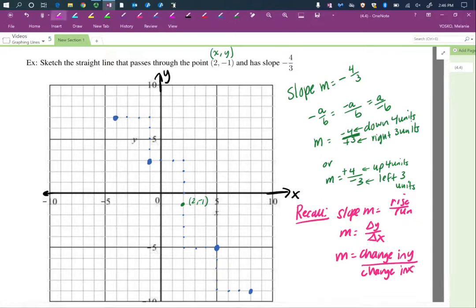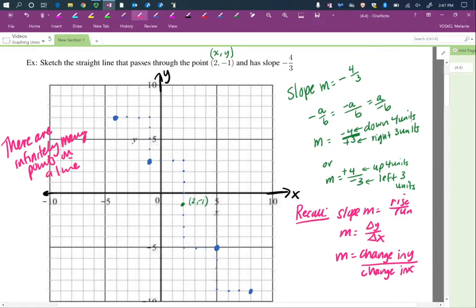So you can see that we were given 1 point, and we found 4 other points on the line. Now please be careful. That doesn't mean there's only 4 points on this line or 5 points on this line. There are infinitely many points on this line.